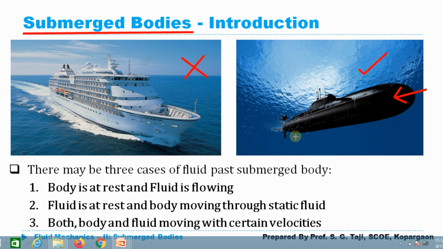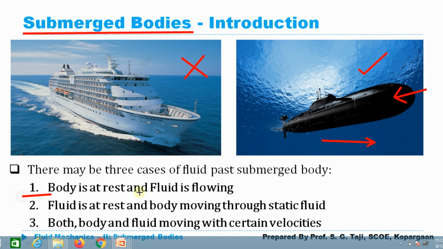If I am considering a case where my submarine and water are both moving in the same direction, let us consider both are moving in this direction with the same velocity. In that case, there will be no force exerted on each other. The body is not going to exert any force on the fluid, and the fluid is also not going to exert any on the body. But if my submarine is moving with a certain velocity and the fluid is moving with a different velocity, then due to the concept of relative velocity, or the velocity difference, this body will be subjected to a certain amount of force exerted by the fluid. So we are going to consider all those cases.